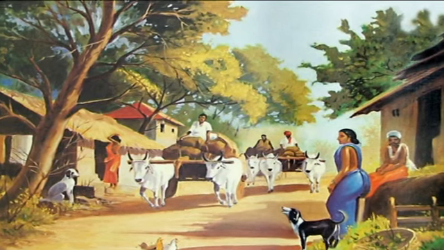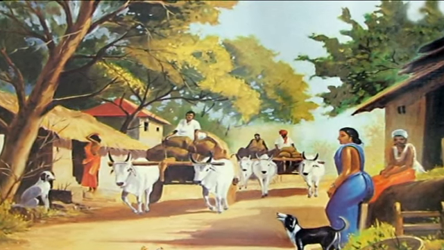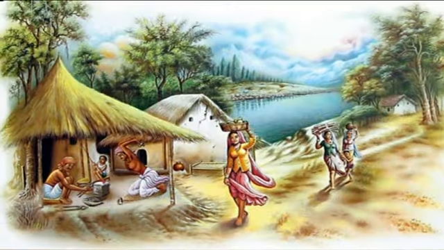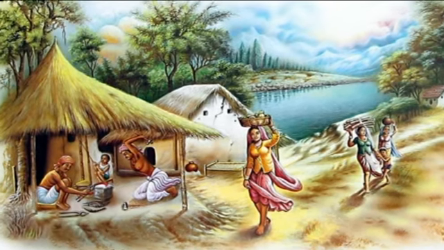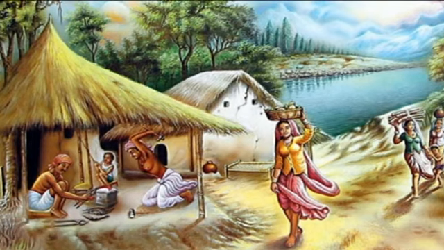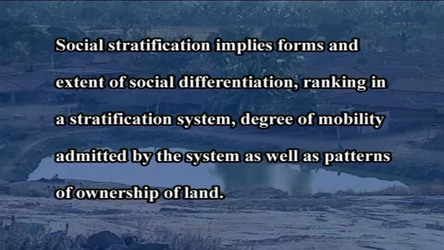Permanency refers to the process of transition from man's nomadic life to settled village life. Settlement signifies the pattern of ecological distribution of residences of social groups. Social stratification implies forms and extent of social differentiation, ranking in a stratification system, degree of mobility admitted by the system, as well as patterns of ownership of land.